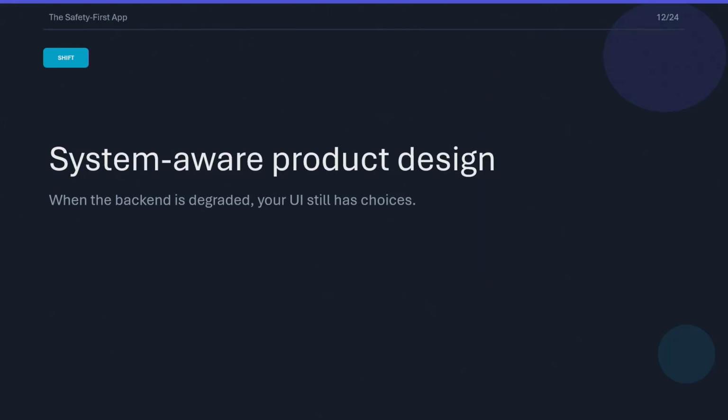Now let's go into system-aware product design, more on the system side, the back-end side, compared to the front-end side. So you need to ensure that although the back-end is degraded, your UI still has choices of what to do if that is the case.